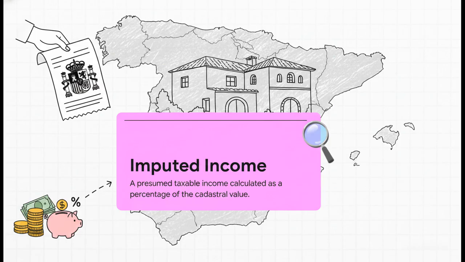This is calculated as a specific percentage of your property's official cadastral value, which you can easily find on your local real estate tax or IBI receipt. You also use Form 210 for this, but the deadline is way more relaxed.